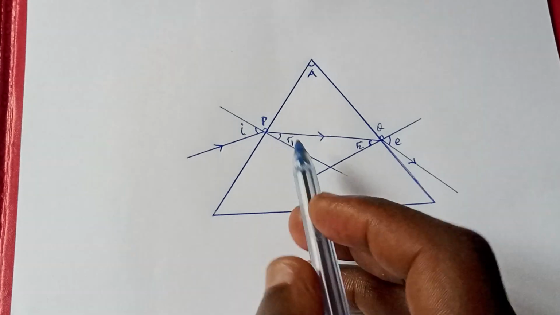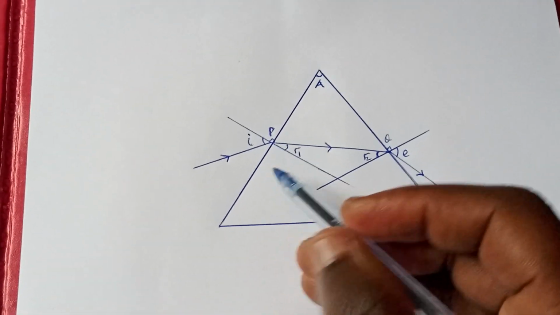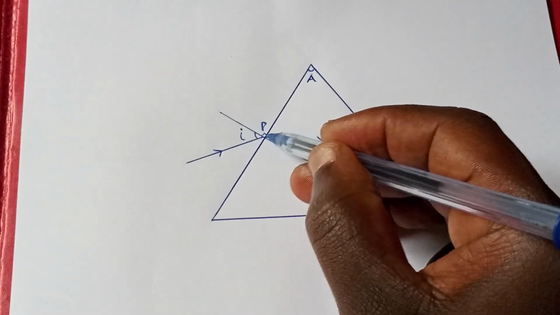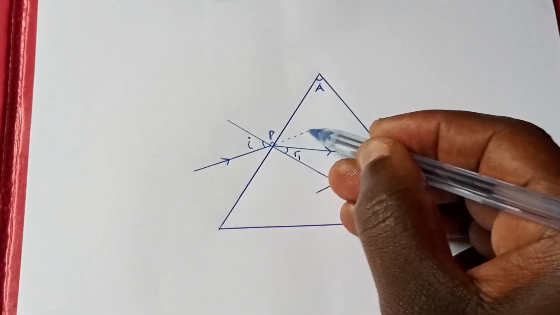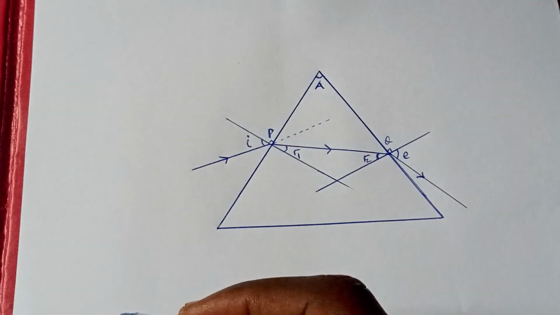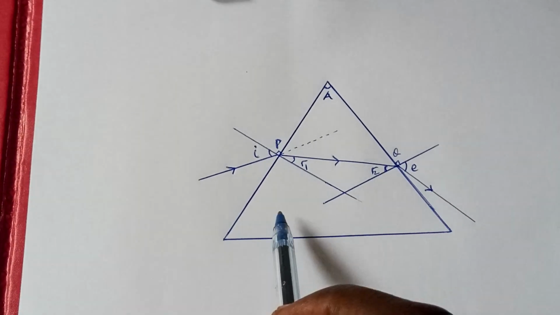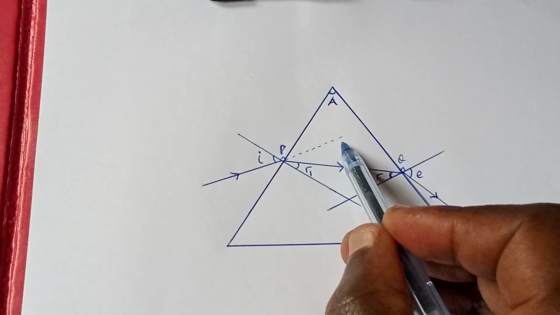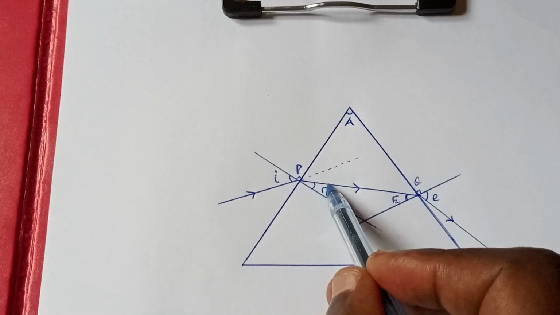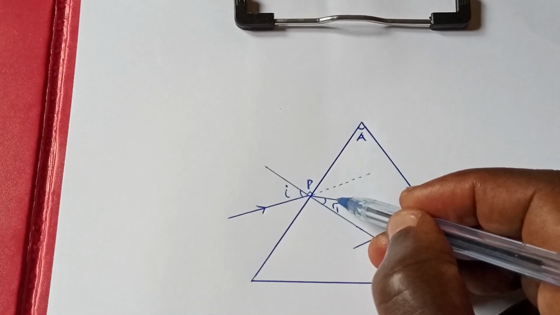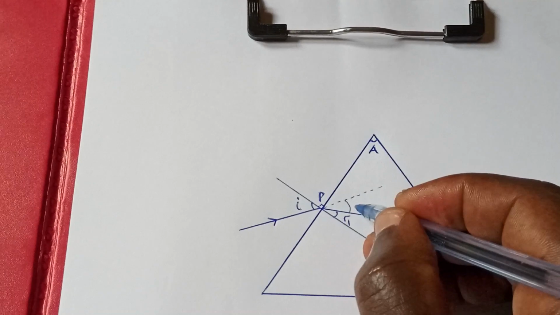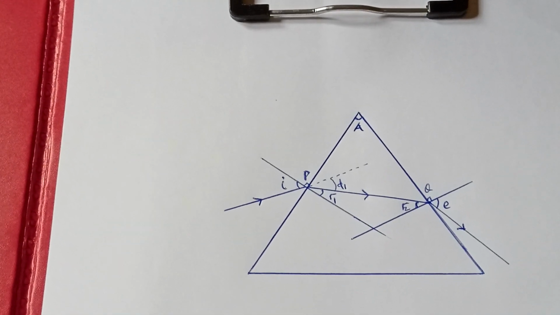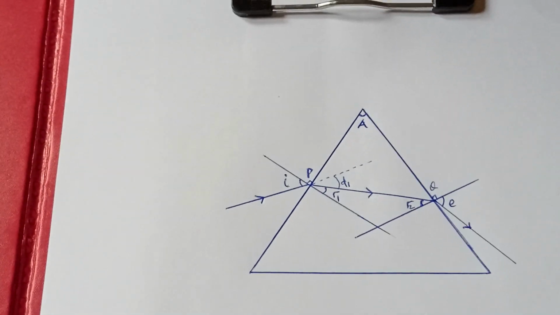Now let us look at this point P. Without this glass, this ray would have taken that path. Is that clear? Without the glass prism, the ray would have taken that path. So the angle between the refracted ray and the would-be path of that ray is what we are calling deviation 1, the angle of deviation 1 at point P.